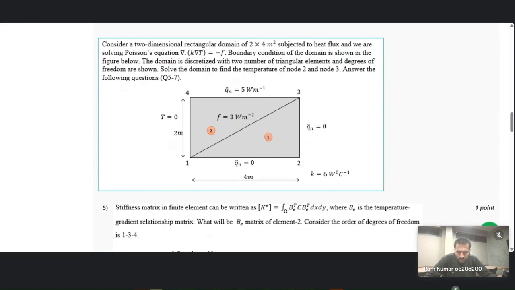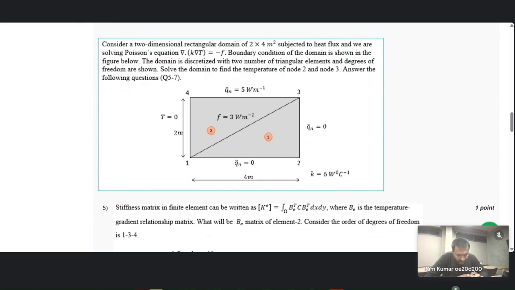Yes, I have solved it on my paper. Okay, one minute. What I did, I calculated the stiffness matrix for element one and for element two, and then I merged one and two. After that, let me share my screen, okay? One minute. Then you will get some idea.